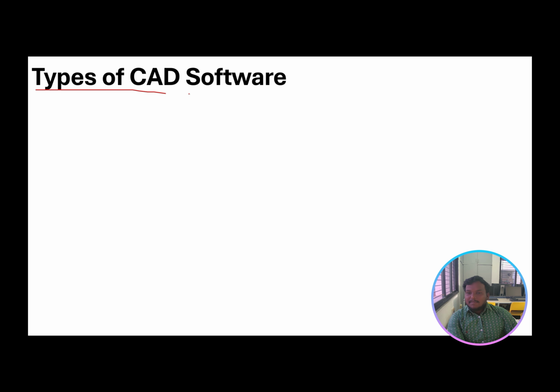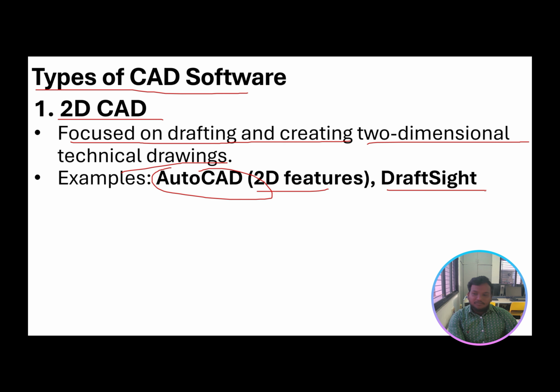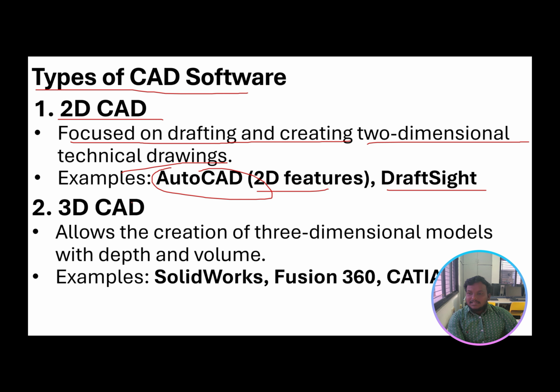What are the types of CAD software? We can see 2D CAD, focused on drawing, drafting, and creating two-dimensional technical drawings. For example, AutoCAD 2D features and drafting software. The second type of CAD software is 3D CAD, which allows the creation of three-dimensional models with depth and volume. Example software is SolidWorks, Fusion 360, and CATIA.